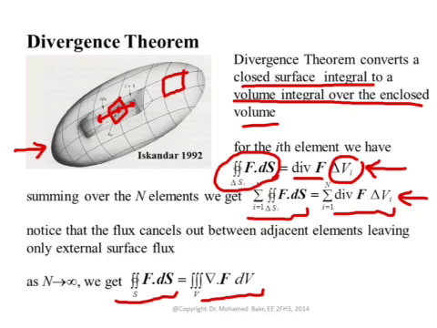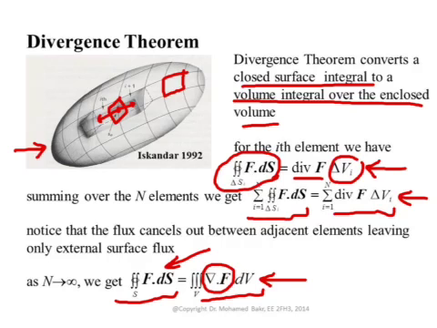So what is this telling you? You can, of course, if you have a closed surface enclosing a volume, either calculate the flux through a closed surface integral of f dot ds, or you can calculate it by first calculating the divergence of f, which is a scalar, and then integrating it over the volume enclosed.